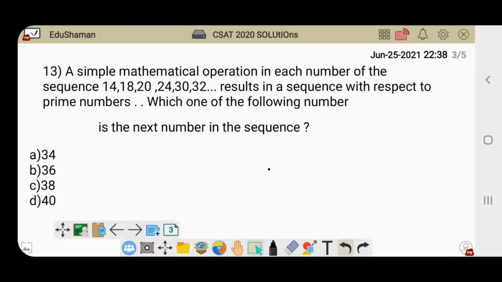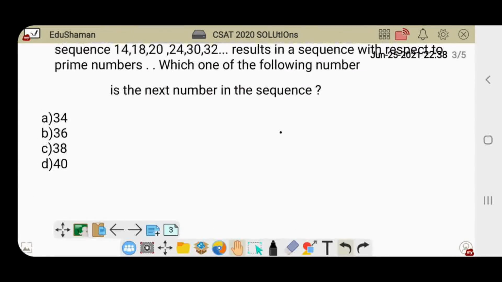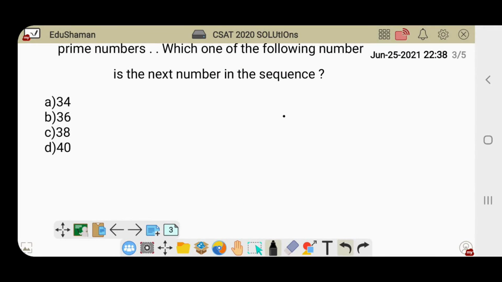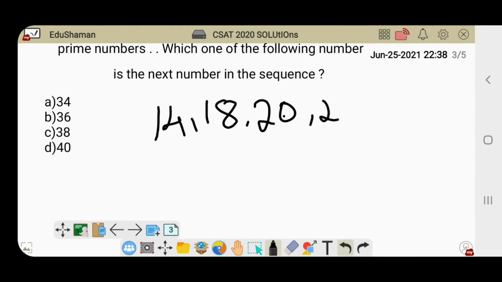See, they are asking which is the next number in the sequence. But before that, we need to know what is the formula that they apply on this sequence, so that this sequence turns out to be a sequence of prime numbers. So we know that 14, 18, 20, 24, 30 and 32 are not prime numbers. The simple observation tells us that all these numbers are multiples of 2.